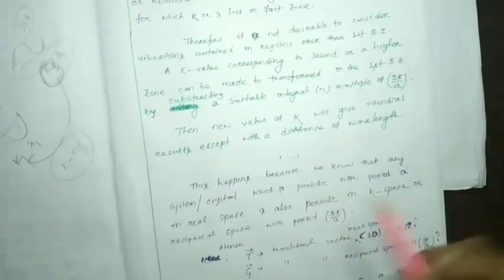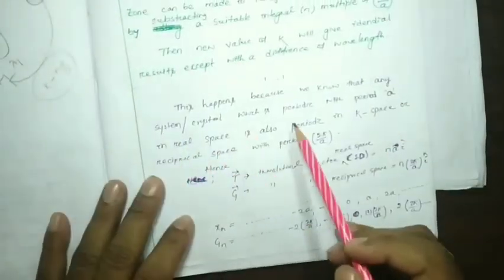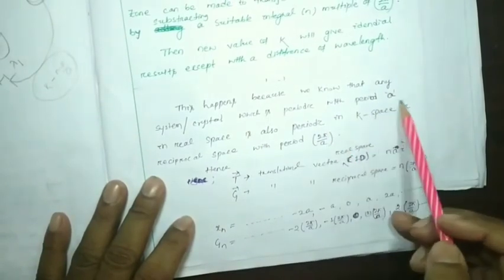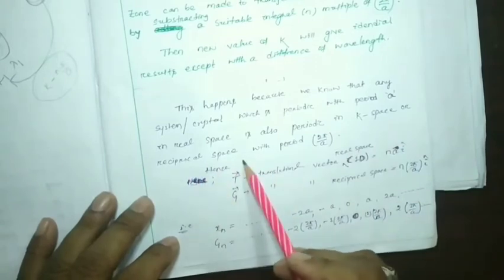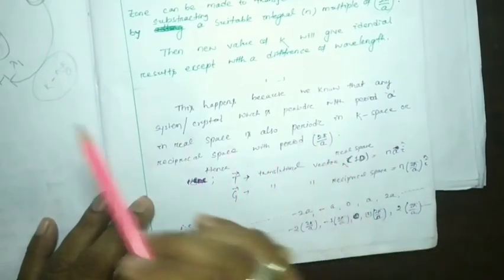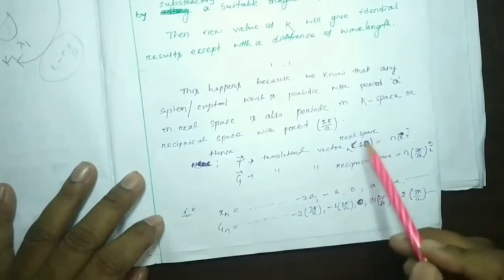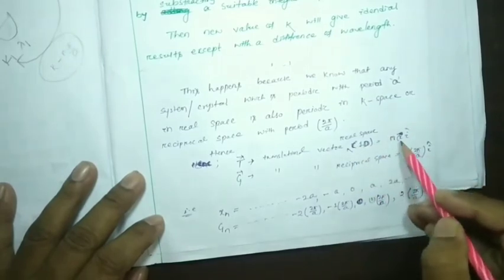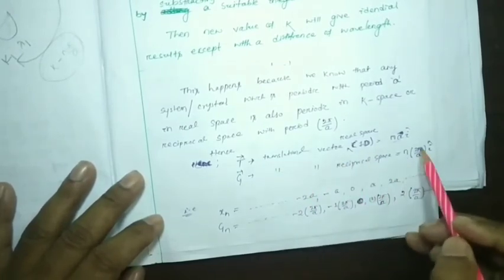Wait. This happens because any crystal which is periodic with period a in real space is also periodic in k space, or reciprocal space, with the period 2 pi by a, which I discussed many times in this video. You just recall it. Suppose we consider one dimension: the translational vector in real space will be na, but the translational vector in reciprocal space will be n into 2 pi by a.